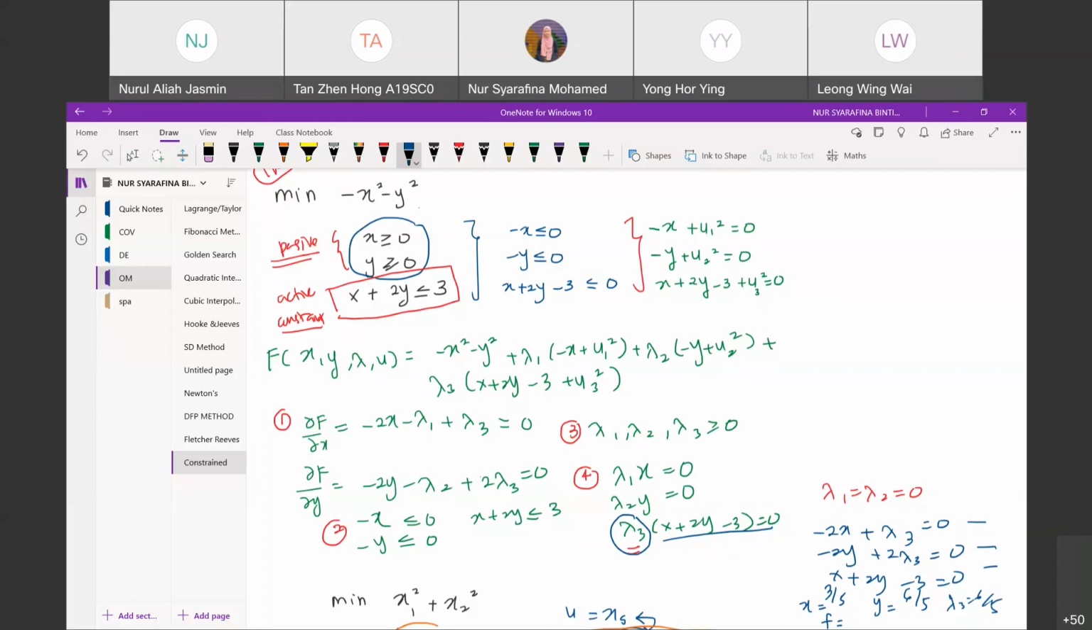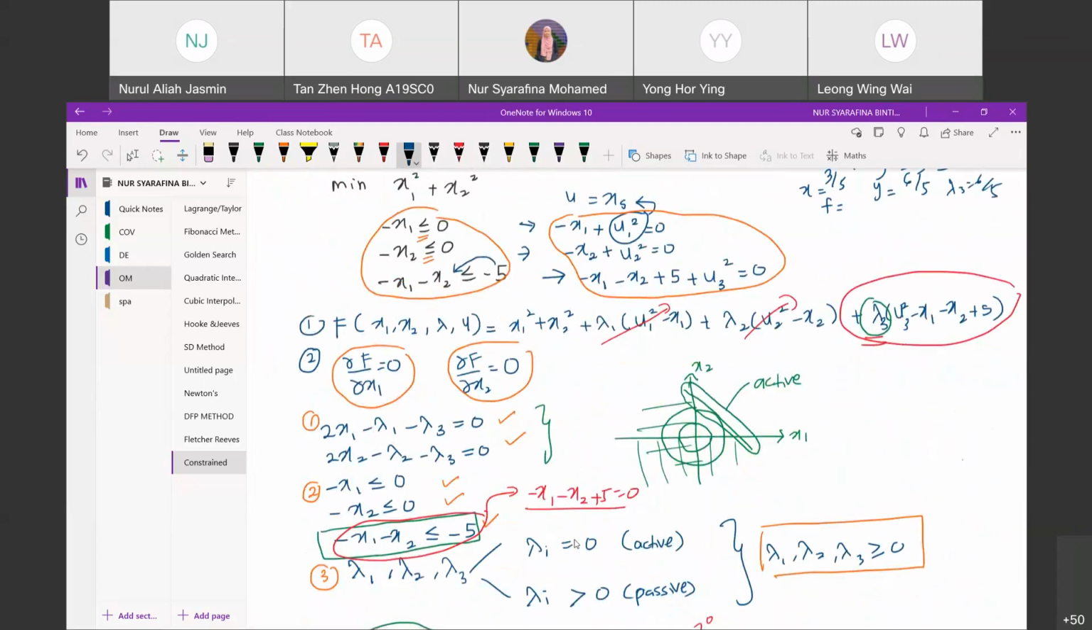How do we know lambda 1 and 2 equal 0? So first, you need to identify which constraints are active or passive. If the constraints are passive, then automatically that lambda equals 0. But if you don't know, you can test values. Let's say we start with lambda 1 equals 0, lambda 2 or lambda 3 greater than 0. Or lambda 1 and lambda 2 equal 0, lambda 3 greater than 0. Or lambda 3 only equals 0 and so on. So you can have a test. That one is the first method.